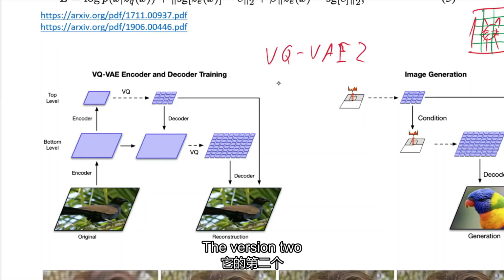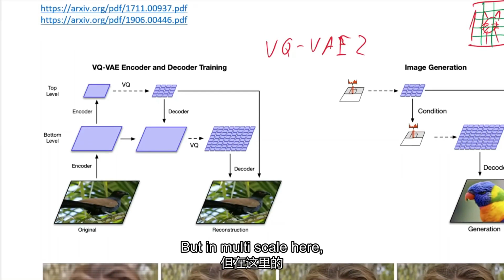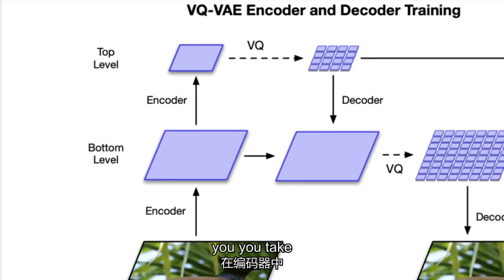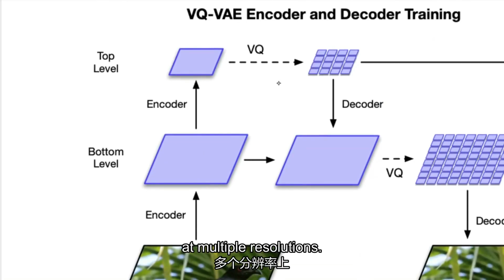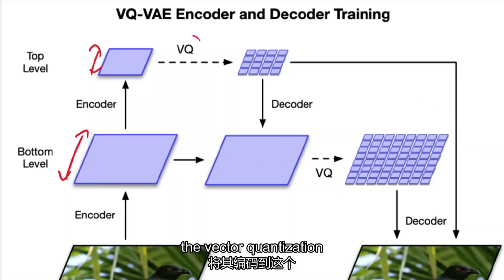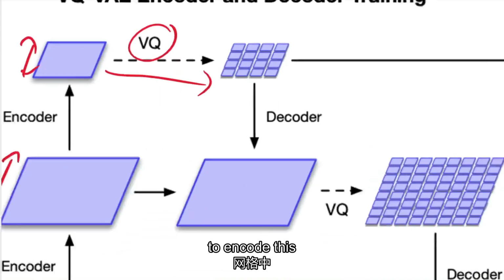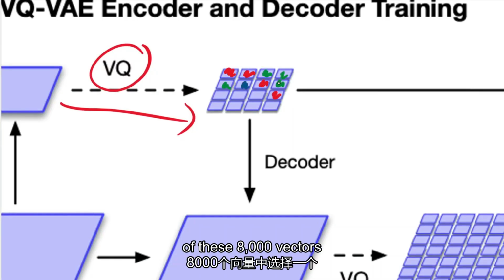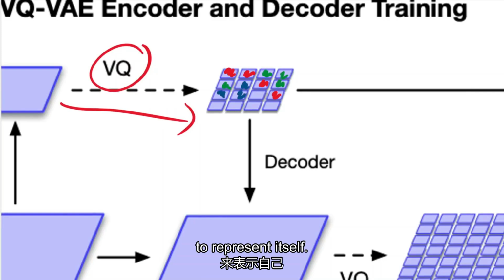The version 2 of it does the same thing, but in multi-scale. So here you can see that in the encoder, you take the image and you put it at multiple resolutions. So this is large resolution, this is low resolution. Then you use the vector quantization to encode this into this grid and encode this into the codebook vectors. So again, here maybe you have red, red, red, this is red, and this is the green one, and so on. So each square has to choose one of these 8,000 vectors to represent itself.